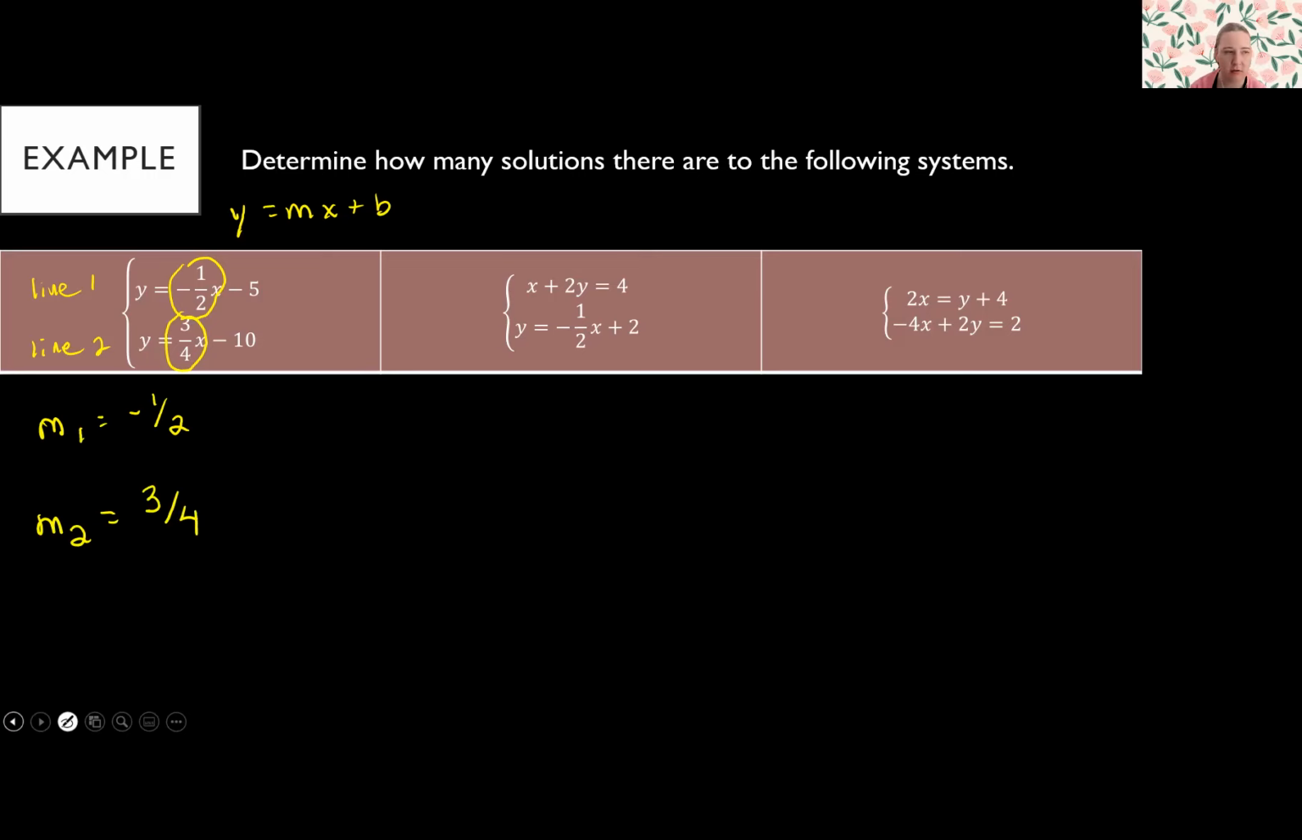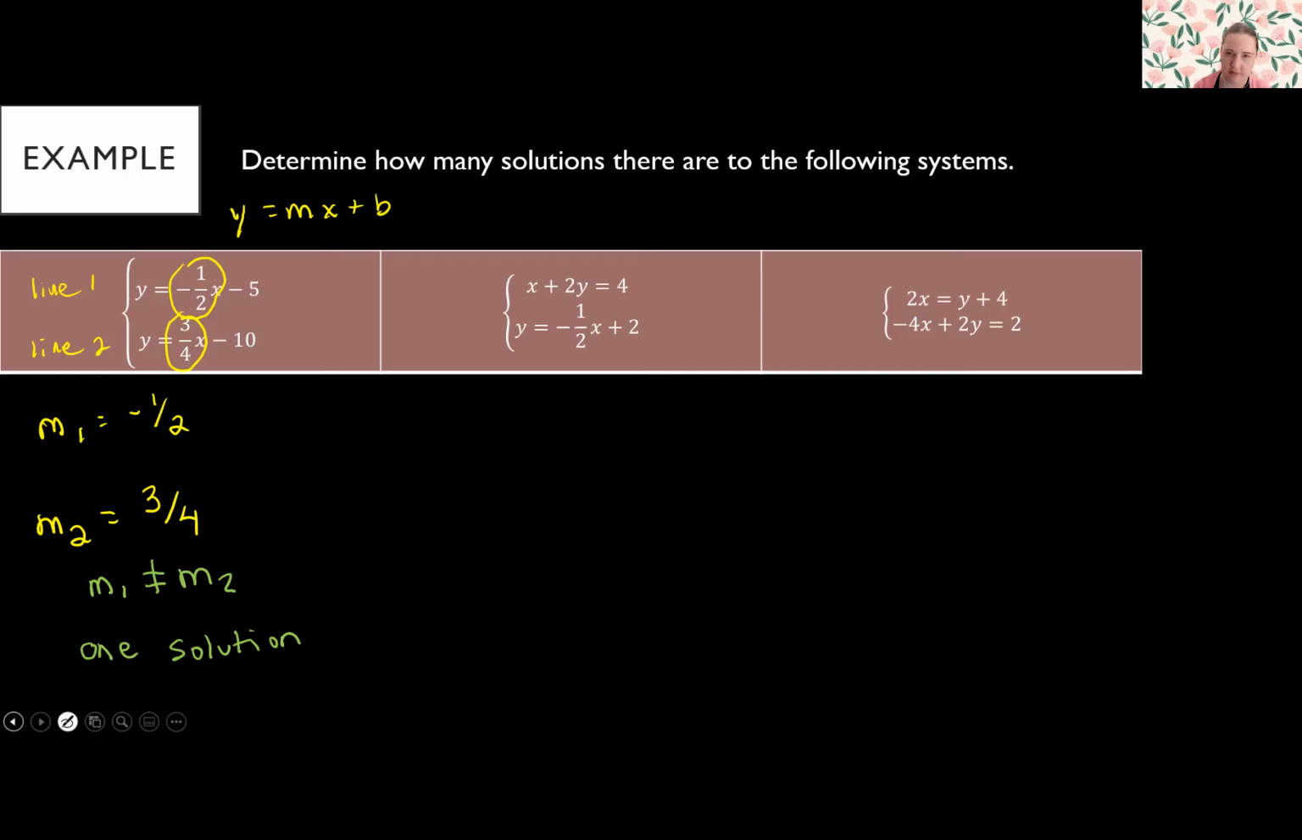So the slope, when it's solved for y, that's slope-intercept form. Your slope is just the number in front of the x. So these slopes are different. And if the slopes are different, that means there is one solution. So M1 is not the same as M2. So this means we have one solution, and that these two lines intersect at one point.